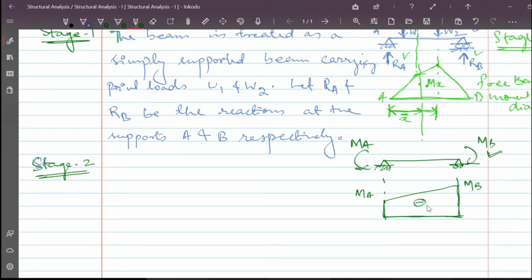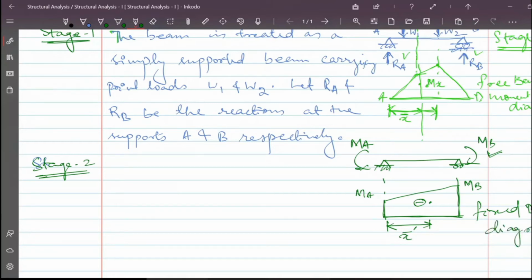And the CG of this one is at a distance of X bar dash. And this is the fixed bending moment diagram.